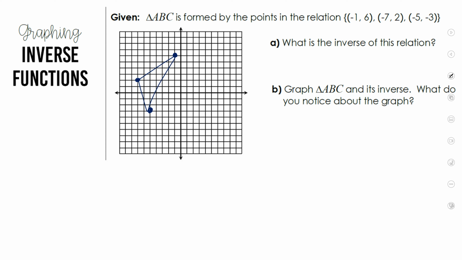All right, guys, you should have drawn that triangle. Connect those points. So I want to know, what is the inverse of this relation? Guys, whenever you do inverses, x and y just switch. Okay, so what I'm going to do is, my inverse will have these points: 6, -1, 2, -7, and -3, -5. So now I'm going to graph those points on the same graph.